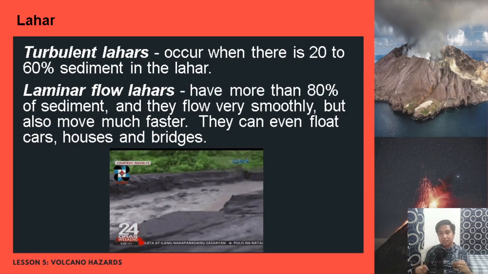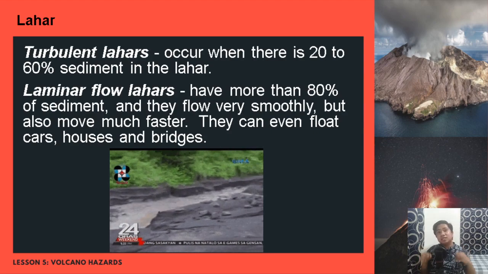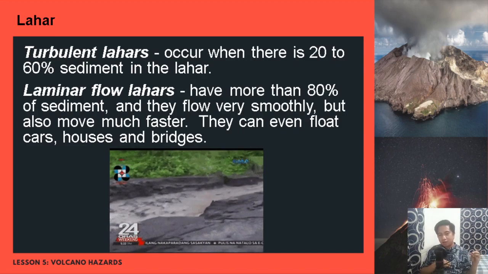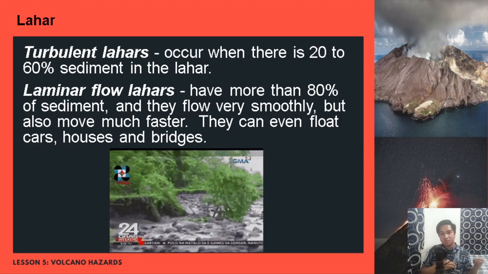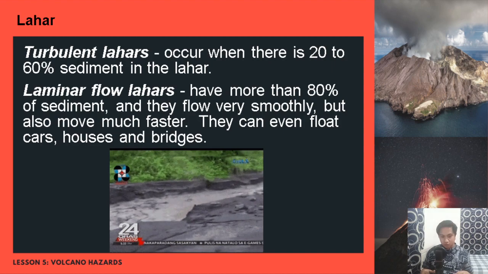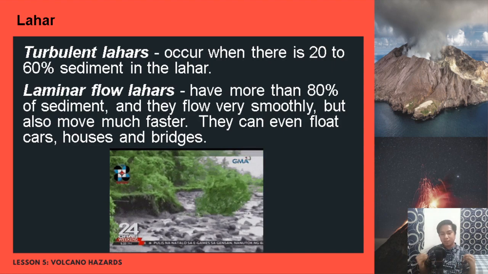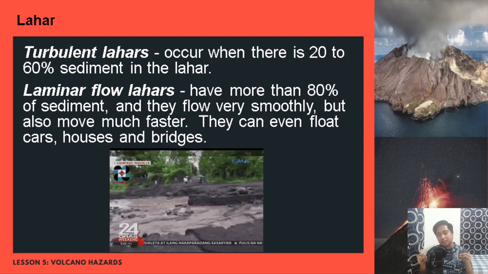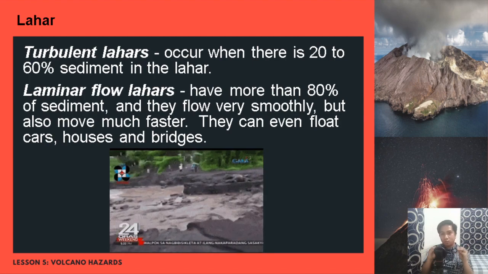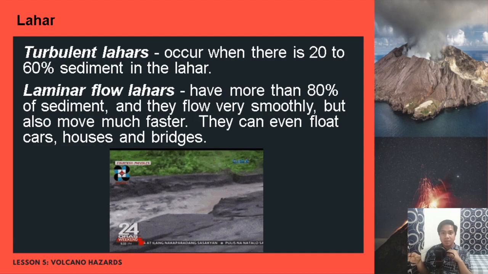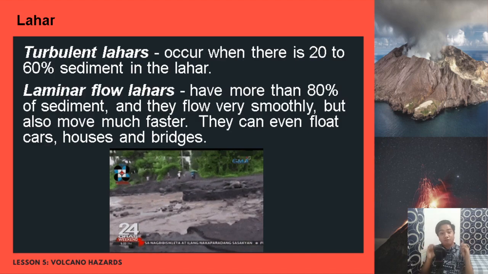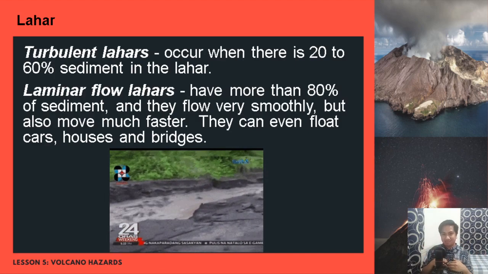Lahars can be categorized into two based on their concentration and the speed of its flow. So lahars can be considered either turbulent or laminar ones. So in your turbulent, there is a 20% to 60% of sedimentation, and in your laminar, there is 80% of sedimentation. As you can see, laminar flows are concentrated. Damo siya unod nga mga bato-bato or mga concentrations from the volcano. However, despite of having much of its concentrations, it moves faster compared with your turbulent.